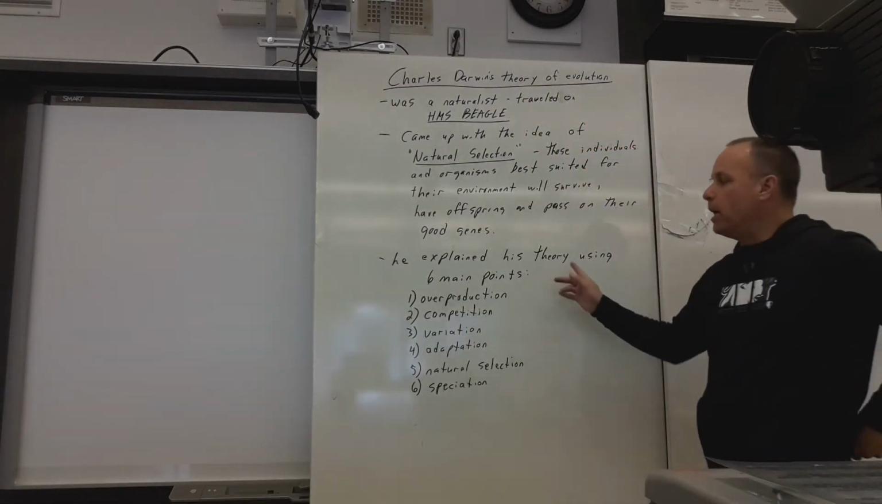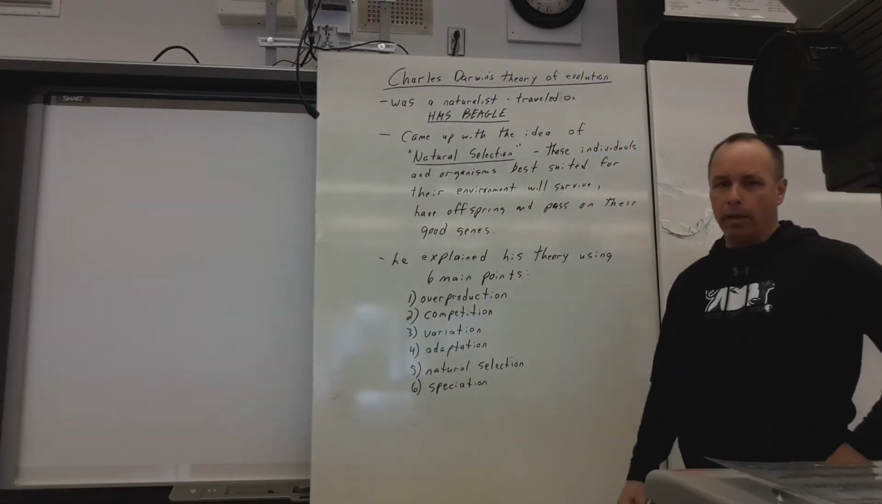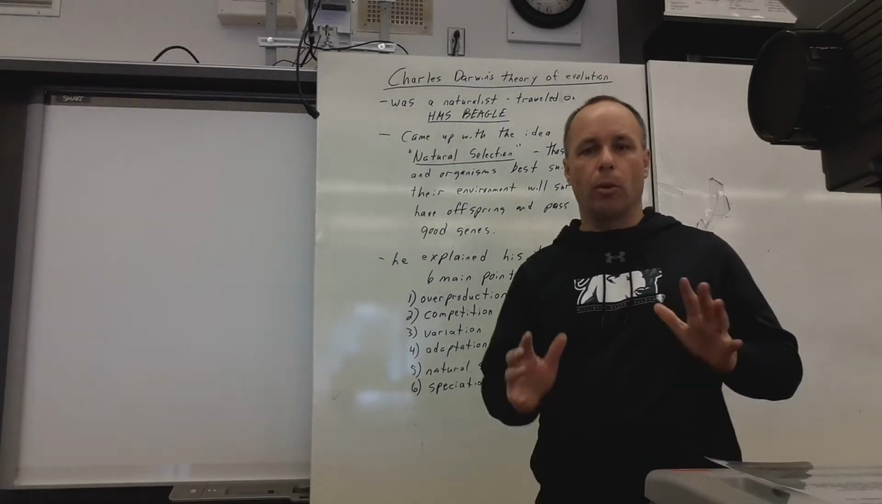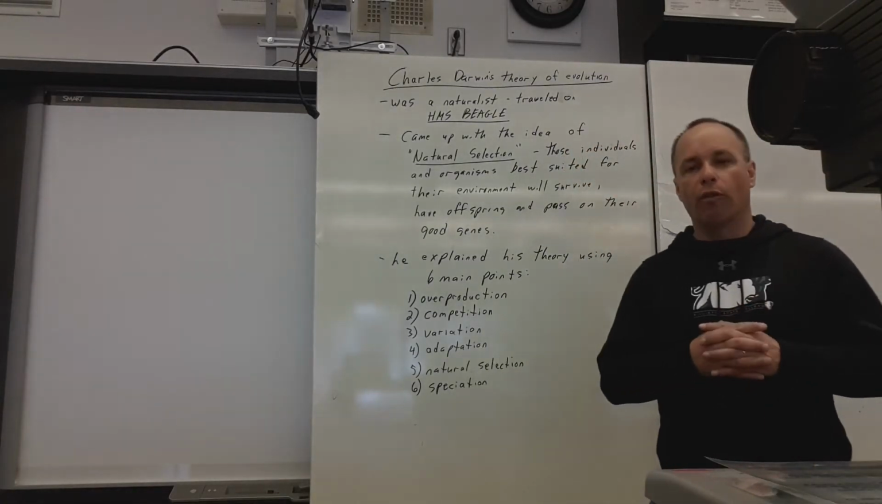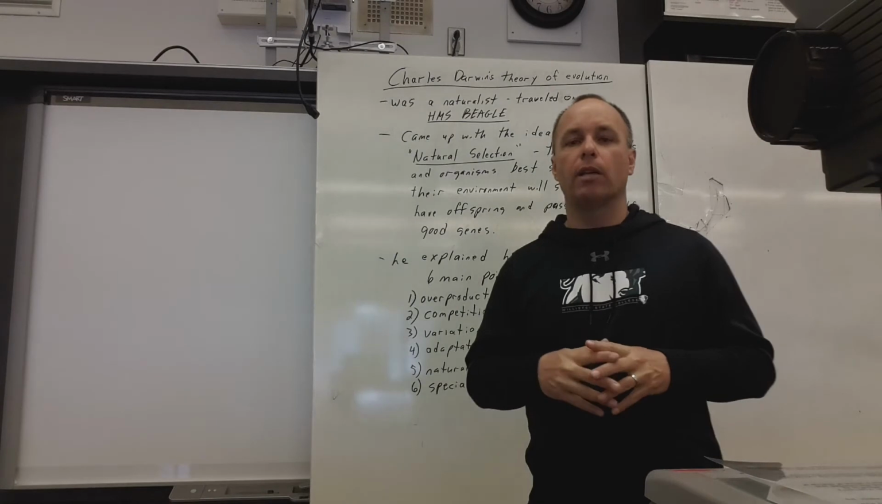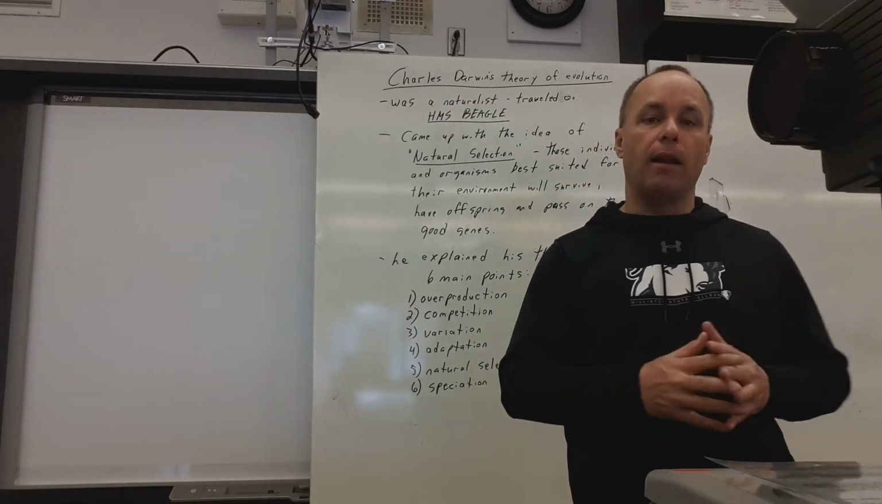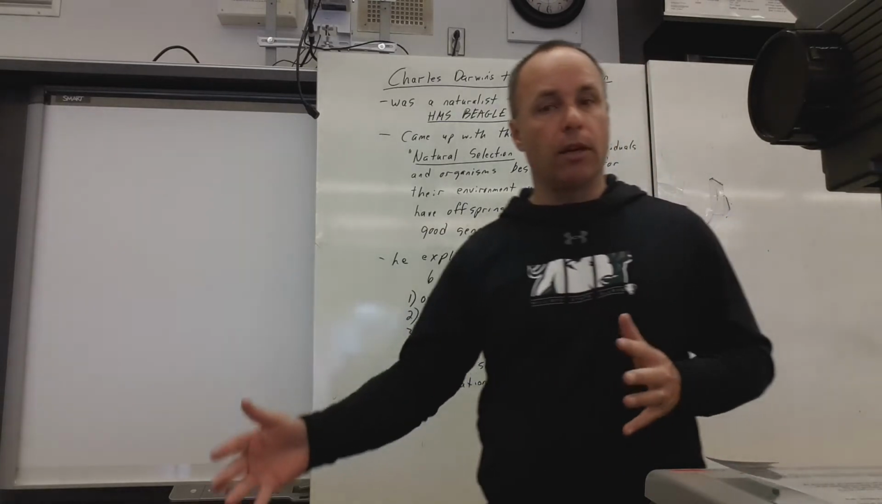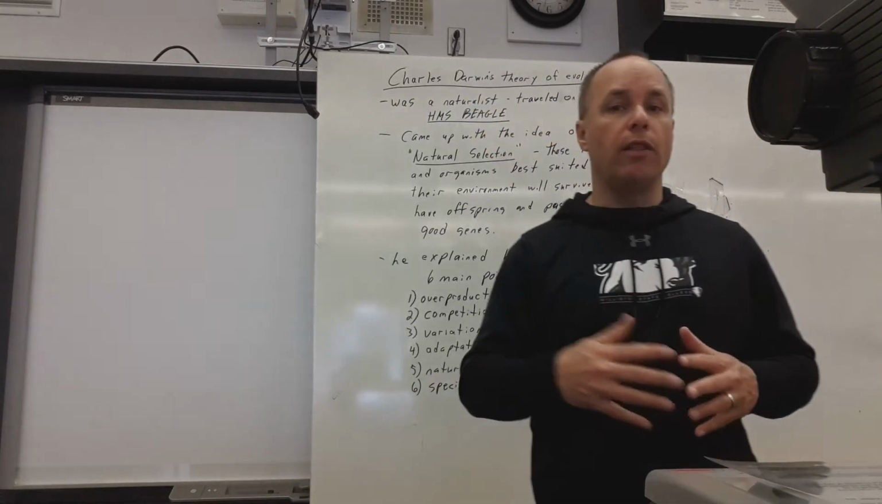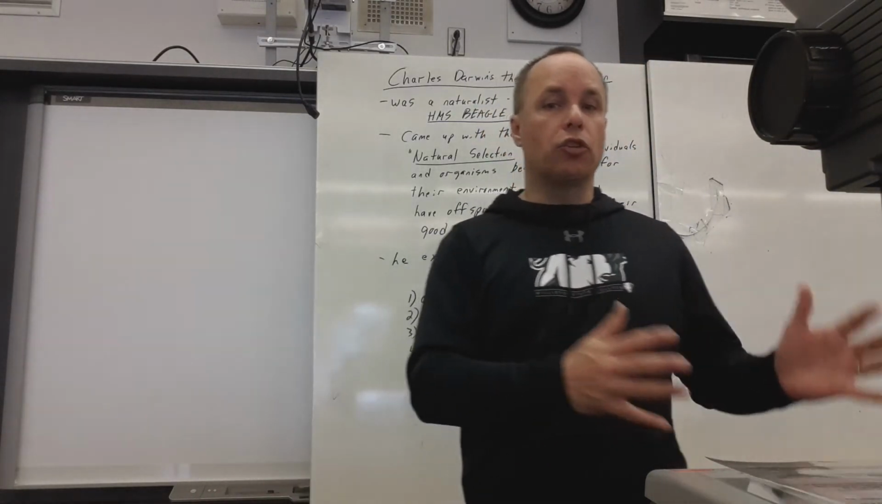Now, he explained his theory in 6 main points. I'm going to just go through them quickly here. The book has lots on this. Overproduction. Every organism produces more offspring than are needed to keep that number up. That means lots are going to die. And in theory, the weak die, the strong survive.